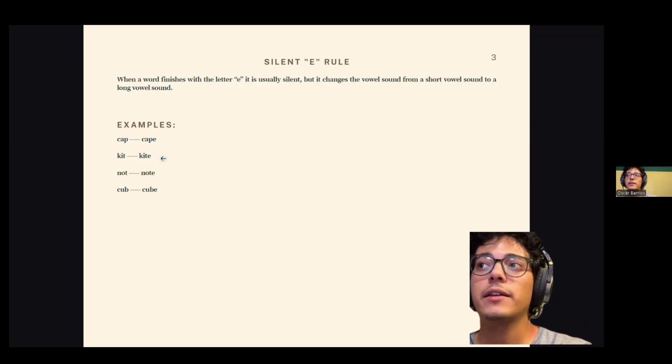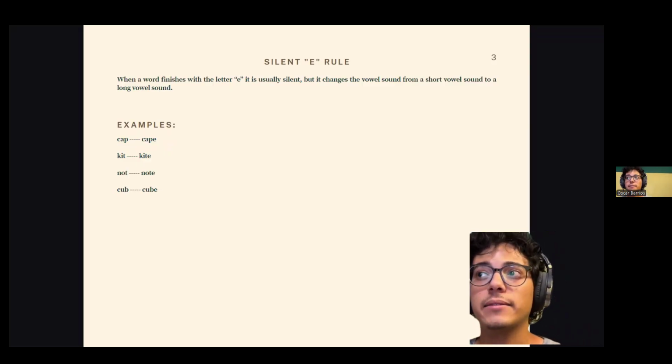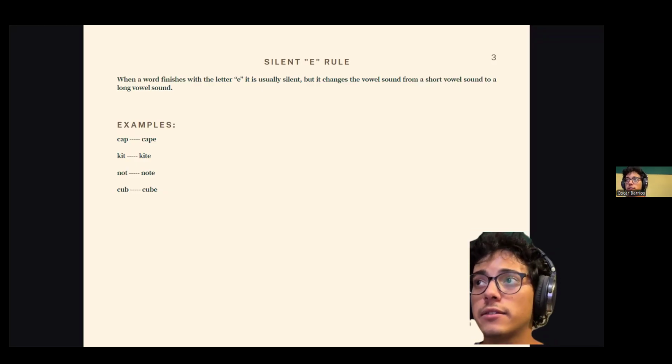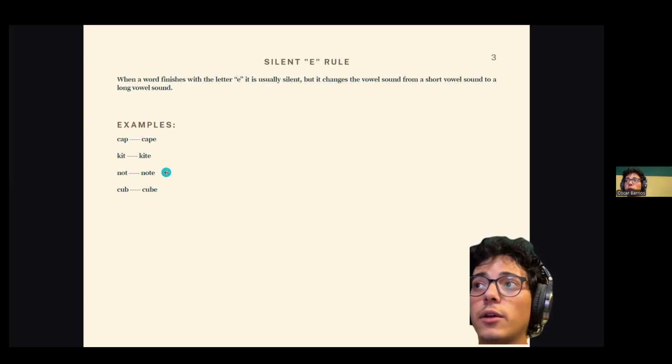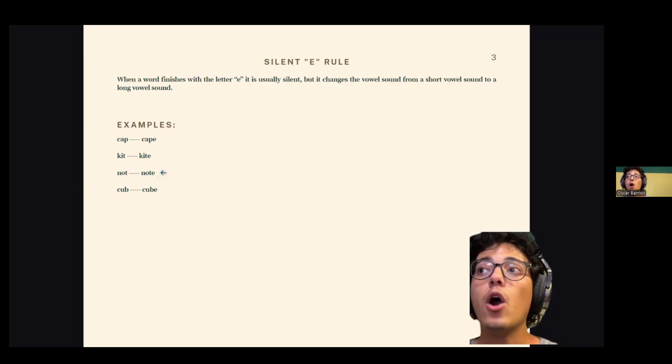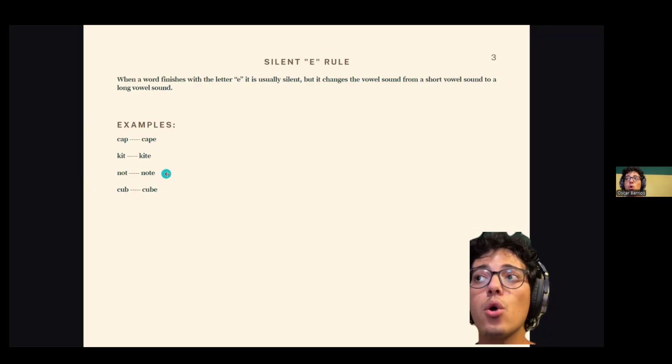Second example is with the word kit. We have a short I sound, kit. And we're going to transition, if we add the letter E, from kit to kite, kite. All right? Same thing with the next word. We have not, not. Short O sound, not. If we add the E, that sound is going to change to a long O, note, note, from not to note.